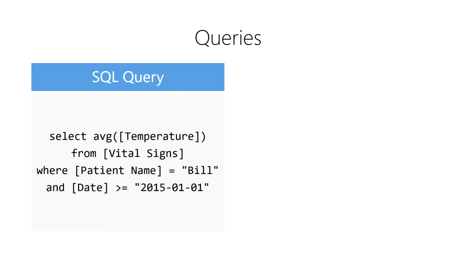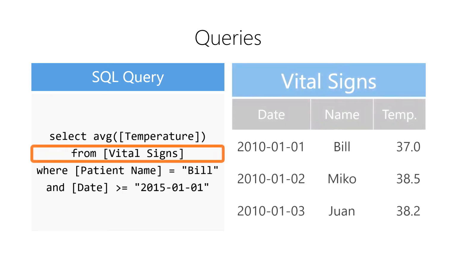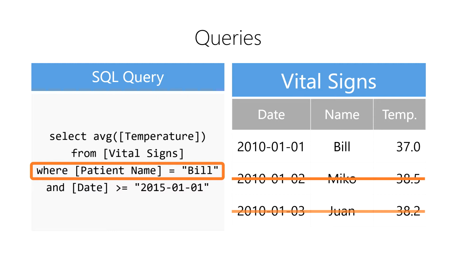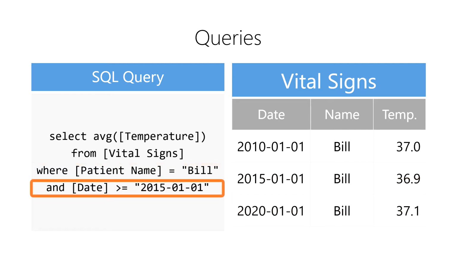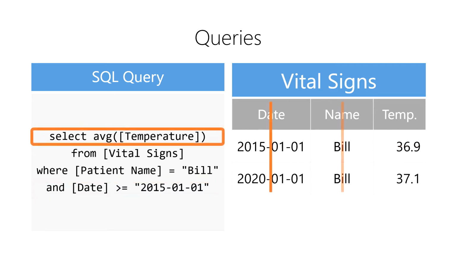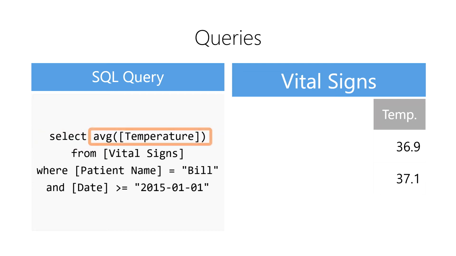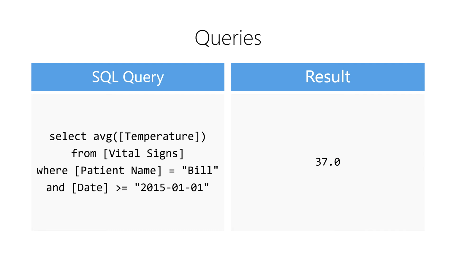When we execute this query, first, the database will scan all of the records in the vital signs table. Next, it will filter out anyone who is not our patient named Bill. Then, it will filter out any row that is older than January 1st, 2015. Next, it will select just the temperature column from the vital signs table. Finally, it will compute the average of the remaining temperature values. The computer will then return this value as a result. As we can see, the result of executing this query is 37 degrees Celsius.